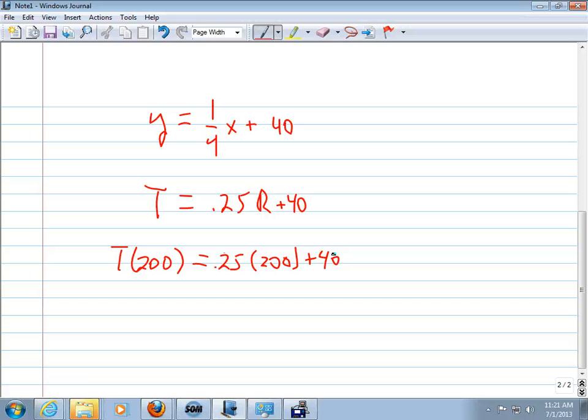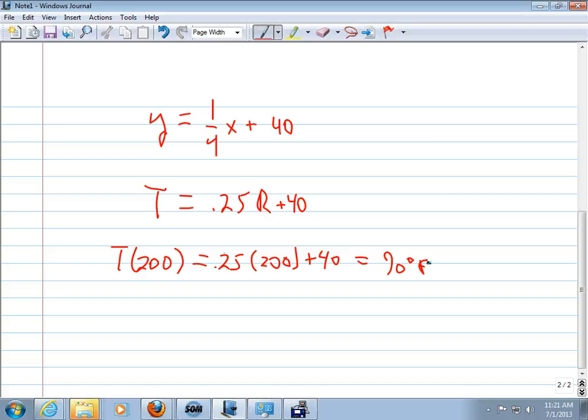So if the chirp rate is 200 trips per minute, your assumption is that it's 90 degrees Fahrenheit outside. That's an extrapolation. So we can use the algebraic rule for the equation of the line, y equals mx plus b, to predict behavior, future behavior.